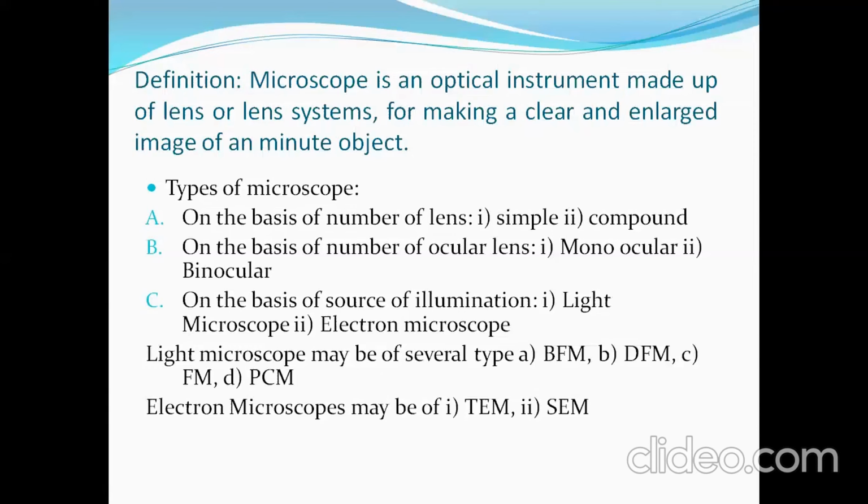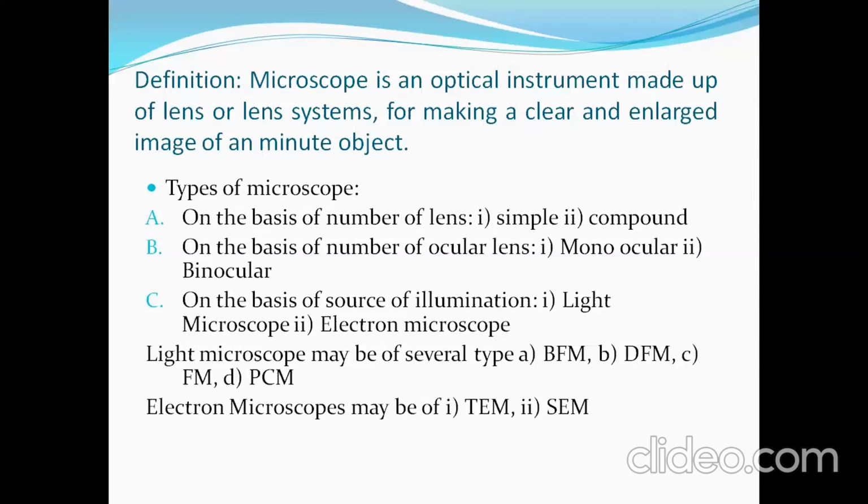The next part is very important, that is number C, on the basis of source of illumination. This means whether light is used as the illuminating agent or electrons are used as the illuminating agent. On that basis, we call certain microscopes light microscopes and certain microscopes electron microscopes. And among the light microscopes, there are various types.